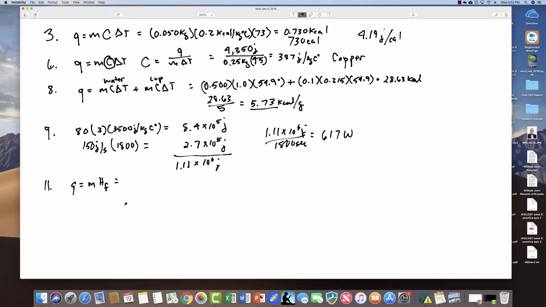And the heat of fusion is in the second table in the book, and for water it's 79.8 kilocalories per kilogram. And if we multiply that by the mass, which is 0.450 kilograms, we end up with 35.9 kilocalories necessary to thaw out these vegetables.